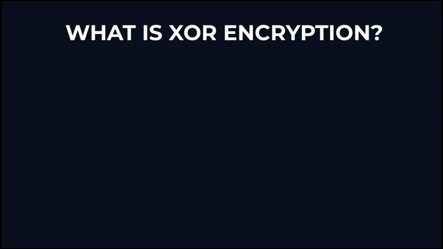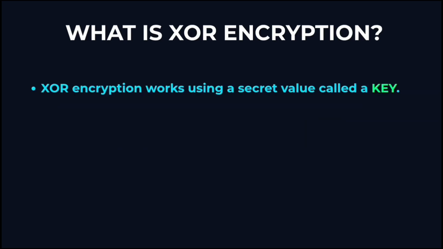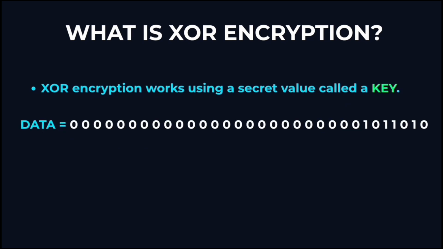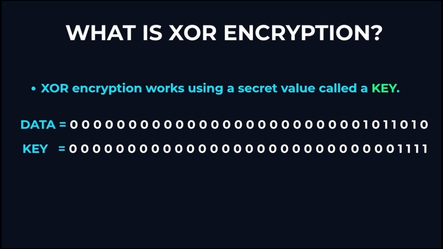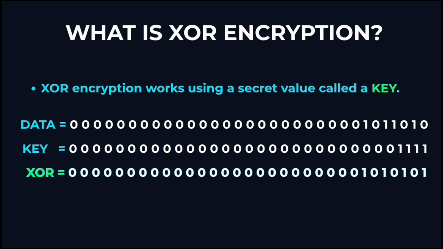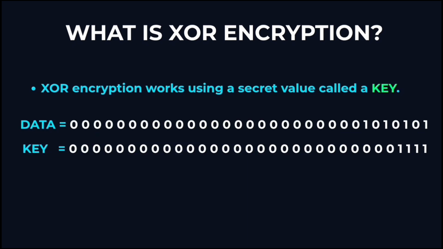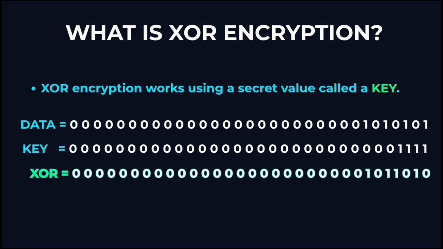What is XOR encryption? XOR encryption works using a secret value called a key. Consider this original data and let this be our key. When we XOR them, this is the result we obtain. This data becomes unreadable. That is, we can't predict what our original data is just by looking at our XORed result. And the amazing part is, if we XOR again using the same key, we get the original data back.